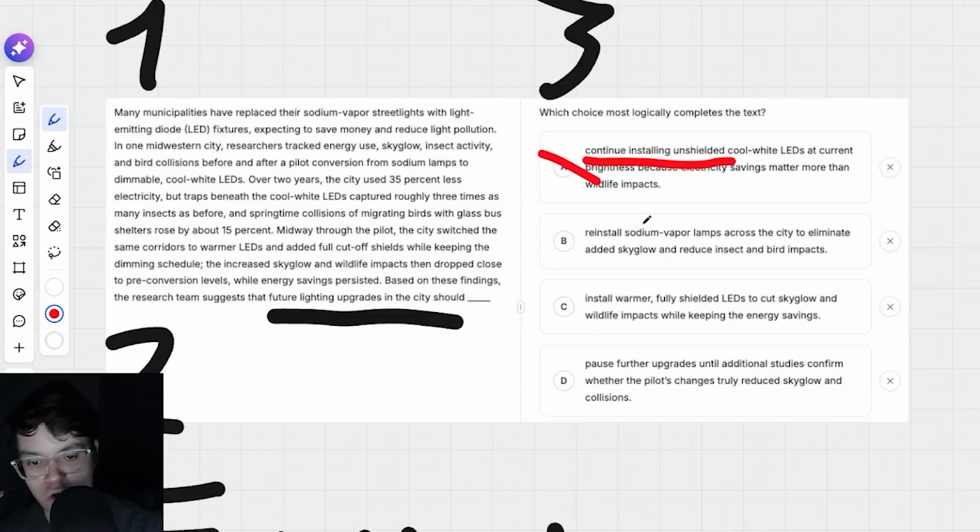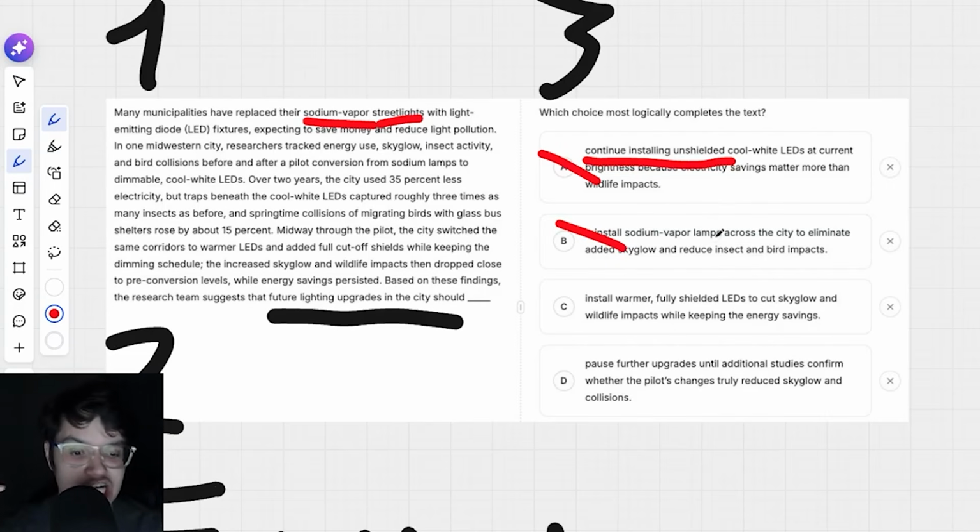B, reinstall sodium vapor lamps across the city to eliminate added sky glow and reduce insect and bird impacts. Sodium vapor lamps, oh wait, that is the one. Oh yeah, up here it says that these were the original ones they had. So they also would not be wanting to do that because those are the ones that had the original problems. So probably not that either. Not really supported.